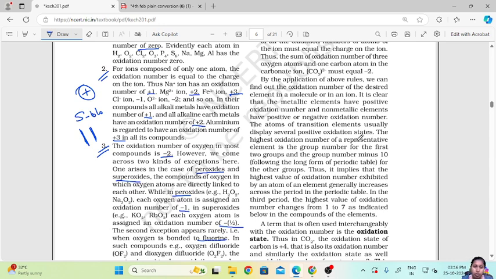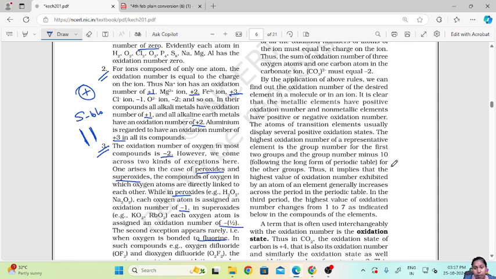Now, the highest oxidation number of a representative element is the group number for the first two groups, and the group number minus 10 for the other groups, following the long form of the periodic table.